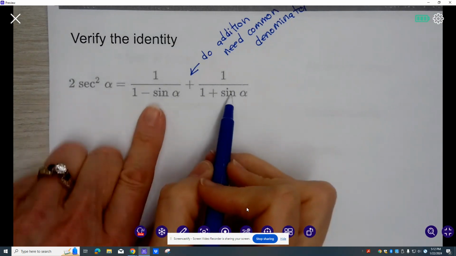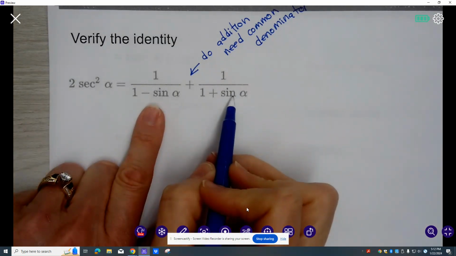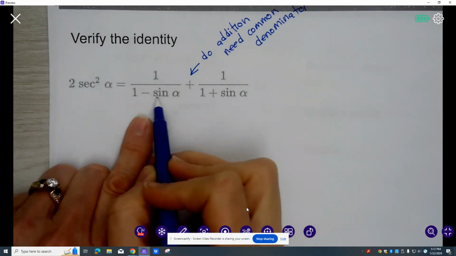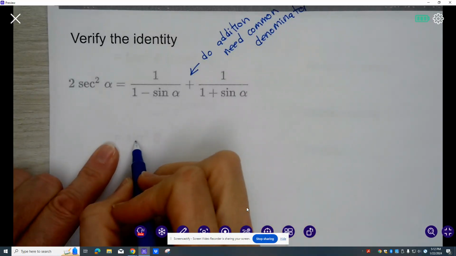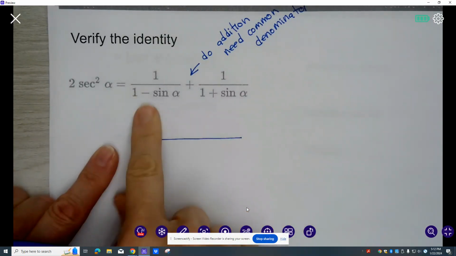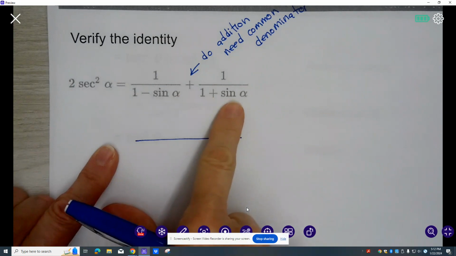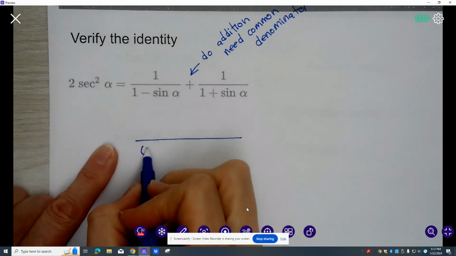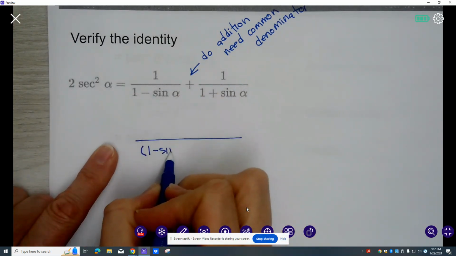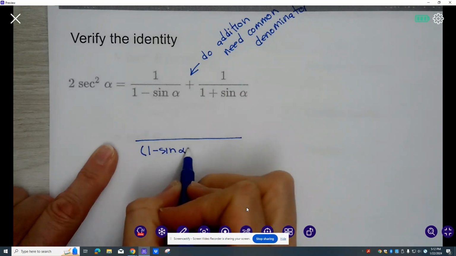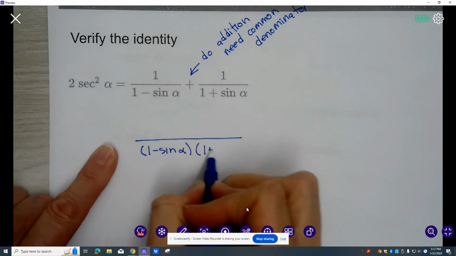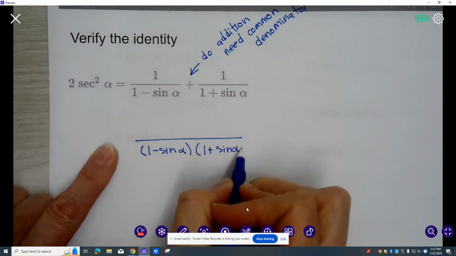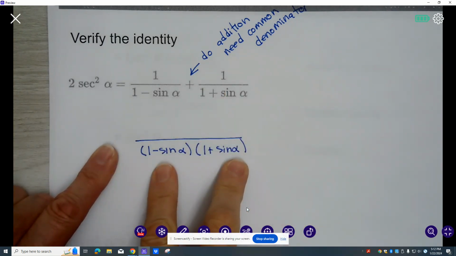So in order to add fractions, you need to have a common denominator. So the common denominator is going to be just this binomial times this binomial. So my common denominator is going to be 1 minus sine of alpha, times 1 plus sine of alpha. It's just going to be those two multiplied together, right?